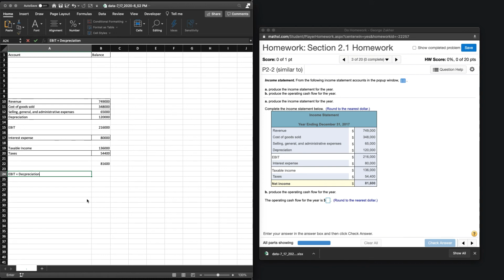So EBIT plus depreciation minus our taxes.